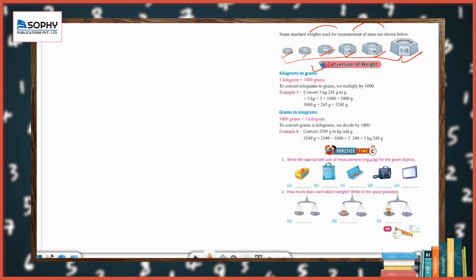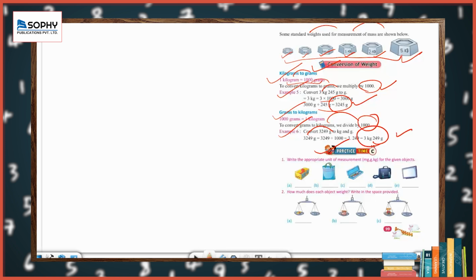Now let's look at the conversion of weight, students. Kilogram to gram. 1 kilogram is equal to 1000 gram. To convert kilogram into gram, we multiply it by 1000. For example, students, when we multiply it by 1000 and add this, it becomes 3245 gram. Now gram to kilogram, we will divide it by 1000. So whenever we divide this example by 1000, it becomes 3 kilogram 249 gram.